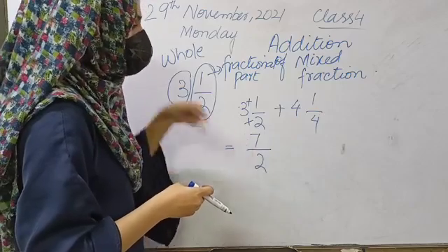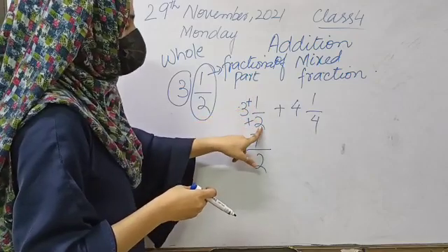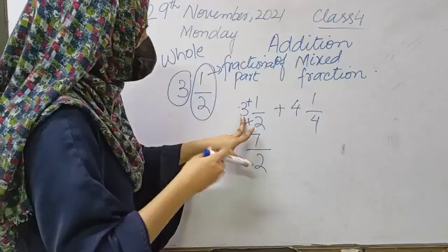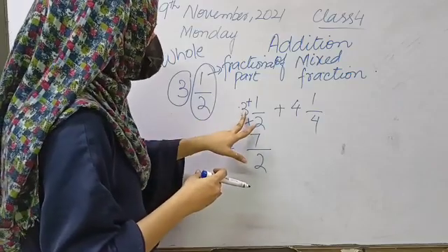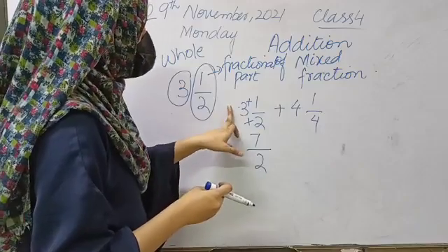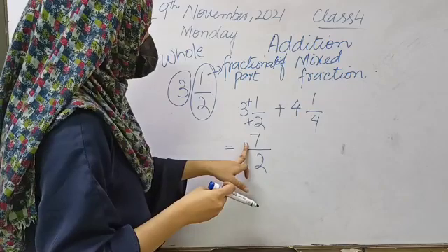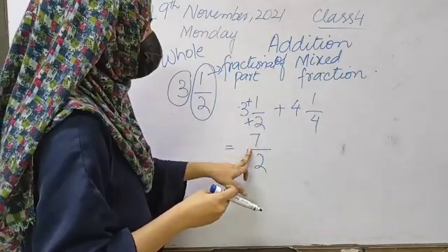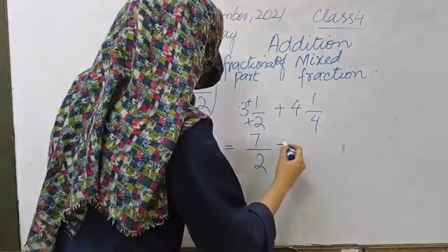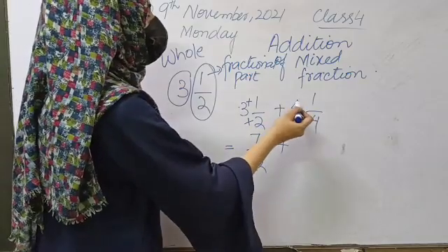कैसे आएगा उसको हम दोबारा से देख लेते हैं. We have 3 1 by 2 which is a mixed fraction. We will multiply because we will open it. So first of all we will multiply 2 with 3. We have 6 and we will simply add 1 into it, which is a numerator part. Now I will write 7 here and we will write 2 which is a denominator part. Now we will write plus sign 4 1 by 4.